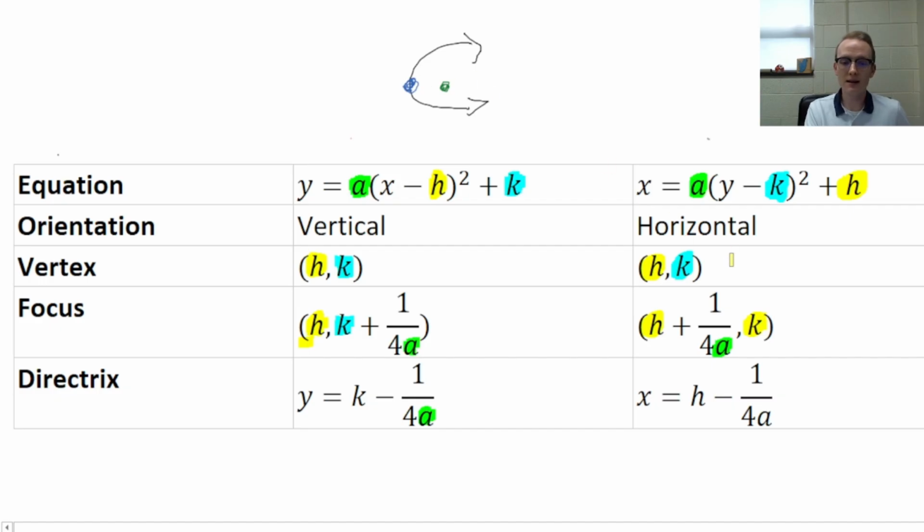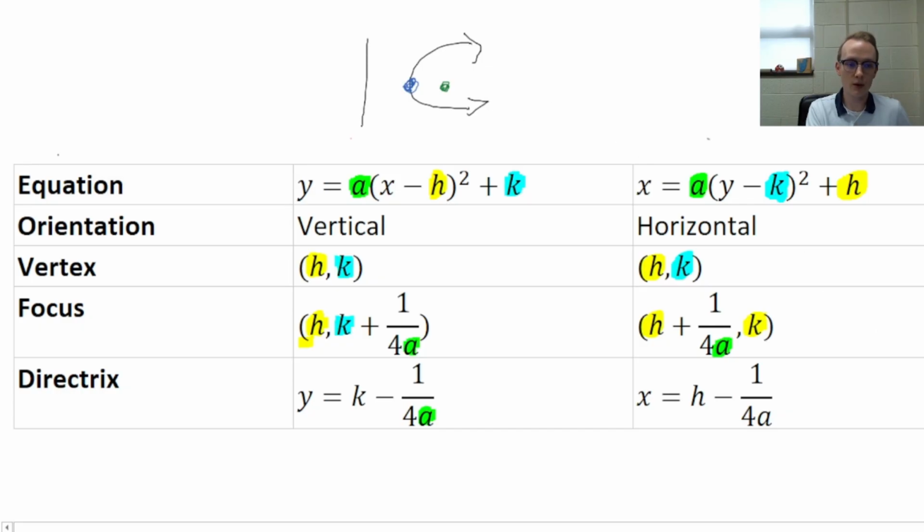Again, if the parabola were skinnier, then the focus would be getting closer and closer to the vertex. If the parabola is fatter, then the focus is going to get farther and farther away from the vertex. And that distance is just 1 over 4a, where a is still the value in front of the parentheses there. And our directrix is going to be a vertical line, because this is a horizontal parabola.